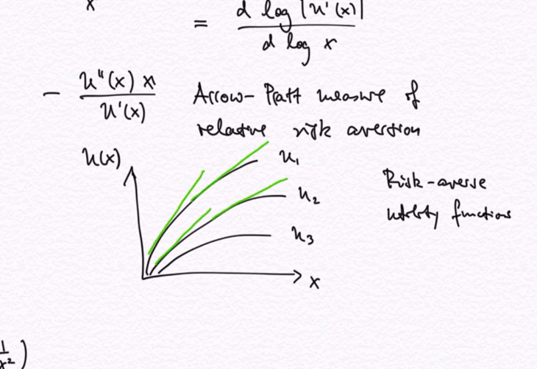So risk-averse because large decreases in the consumption level are more avoided, and large increases in the consumption level are less welcome. Of course, they're still welcome, but less welcome than with a less risk-averse utility function. So U3 here would be the most risk-averse utility function. U1 would be the least risk-averse utility function. A linear utility function is risk-neutral, and utility functions that have positive curvature, so are convex, are actually risk-loving. But let's stick with risk-averse utility functions.